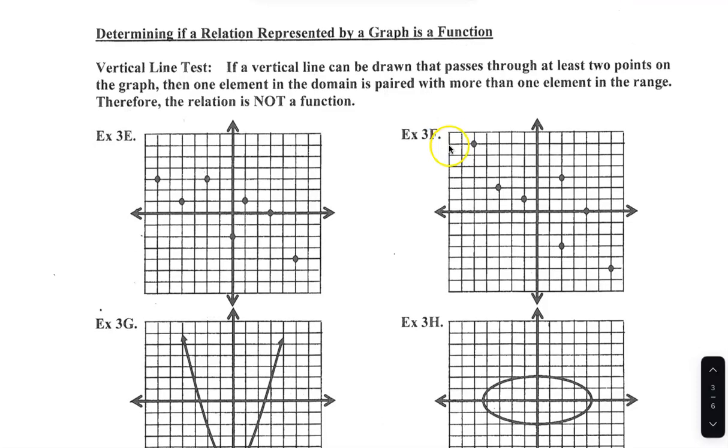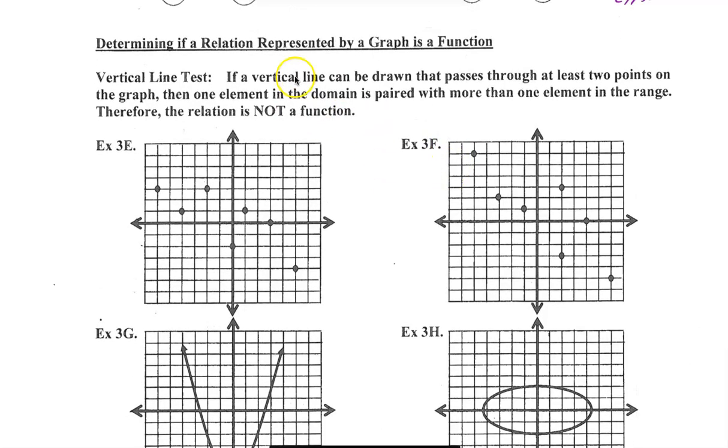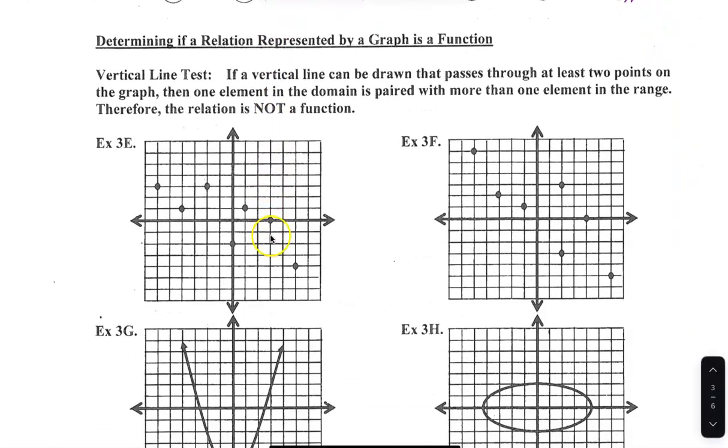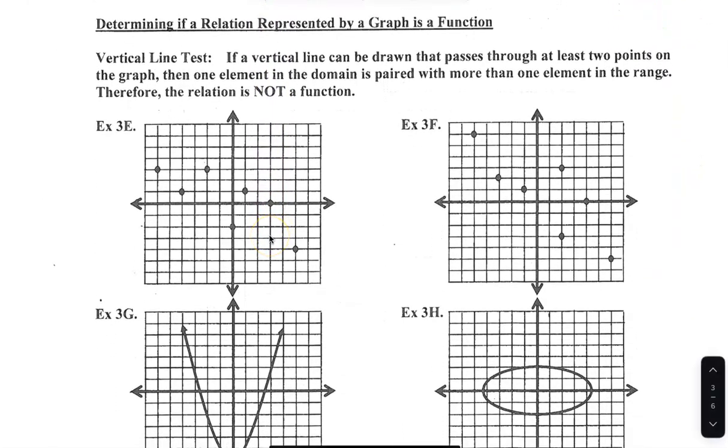What if I gave you a graph? We determined it was a function if I gave you points, if I gave you a mapping. Next up is what if I gave you a graph? Well, there's an easy shortcut to doing it, which is the vertical line test. So same concept. We want all the x to be different. So an easy way to tell on a graph is what's called a vertical line test. If a vertical line can be drawn that passes through at least 2 points on the graph, then one of the elements in the domain is paired with another element of the range, therefore not a function. Okay, that's a lot to say. Easiest way to tell, if you fail the vertical line test, you're not a function.